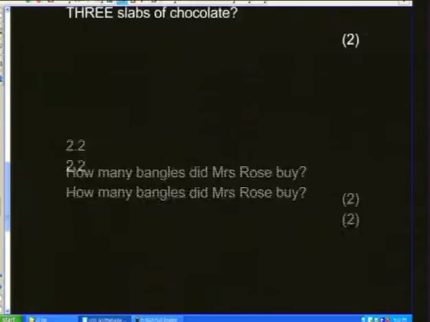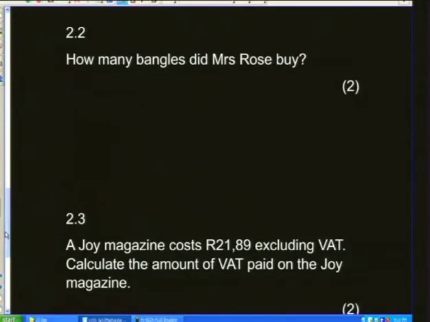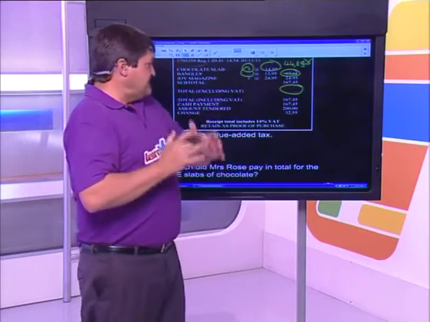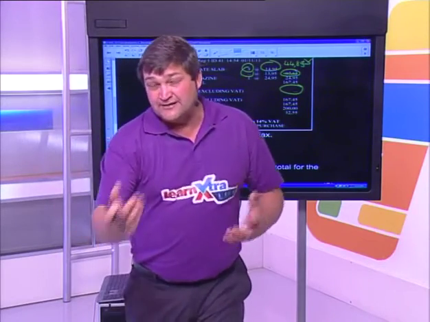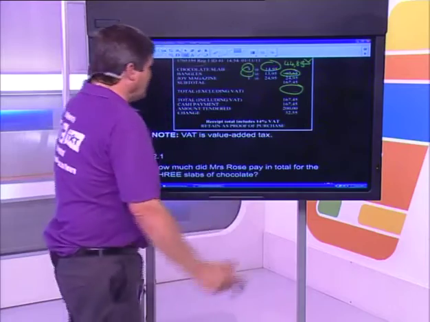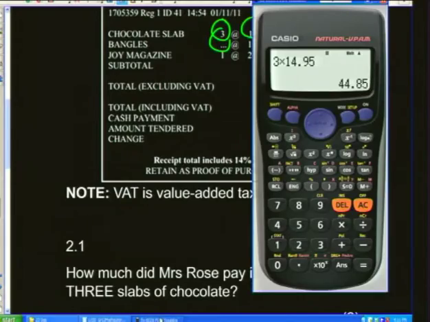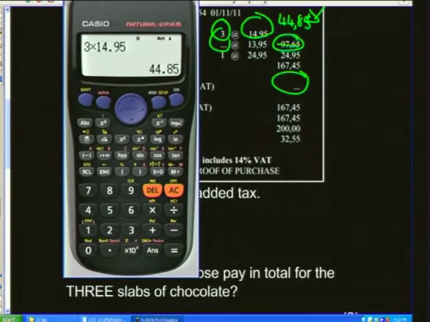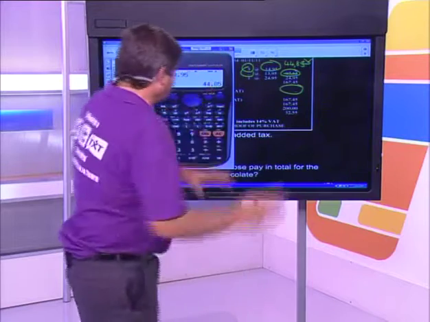Okay, our next question. Let's go through it. How many bangles did Mrs. Rose buy? Okay, so if she spent a total of 97 Rand 65 cents, how many bangles did she buy if each one cost 13 Rand 95? Now guys, there's a simple way of doing it, and there's a more complicated or longer way of doing it, but you may understand it better. So what we're going to do is take out our calculator. I'm going to shift our calculator across the screen here so I can see the figures as well. That's probably put our producer in a bit of a panic, but nevertheless, there it is.